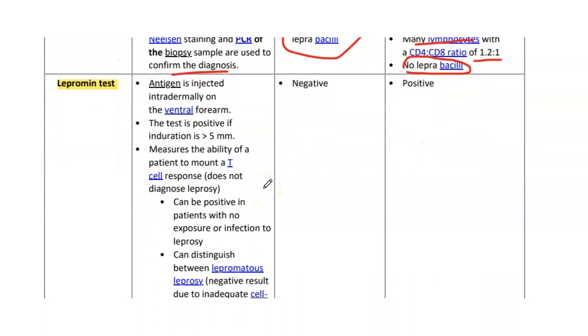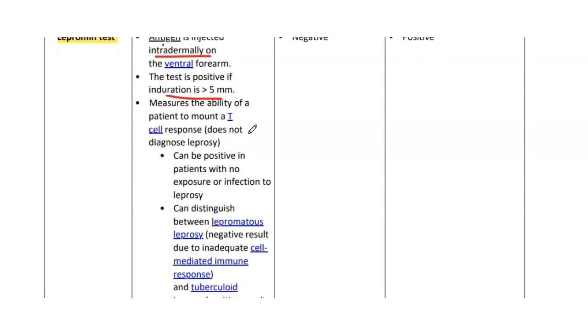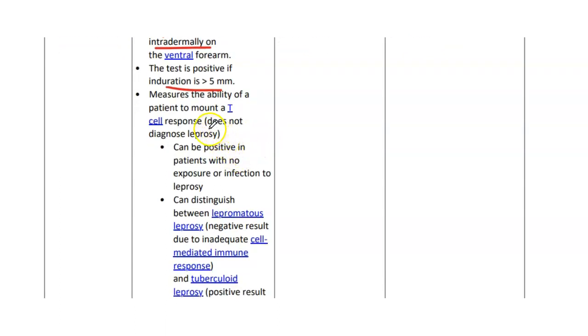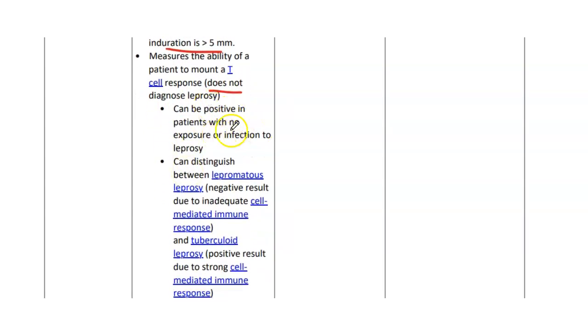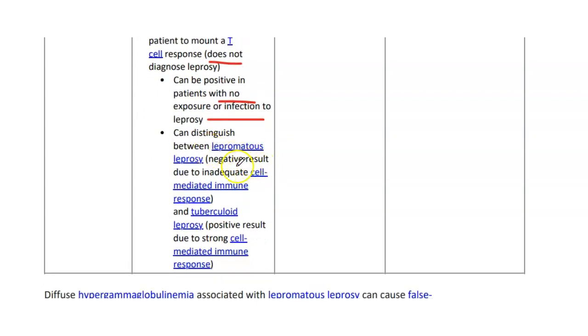Then we have the lepromin test, used to distinguish between lepromatous and tuberculoid leprosy. Antigen is injected intradermally on the ventral forearm. The test is positive if induration is greater than 5 mm. It measures the ability of a patient to mount a T cell response, that is, how the immune system reacts to the antigen that is injected. So it does not diagnose leprosy, but it can differentiate between lepromatous and tuberculoid. It can be positive in patients with no exposure or infection to leprosy. It can distinguish lepromatous because of its negative result due to inadequate cell-mediated immune response.